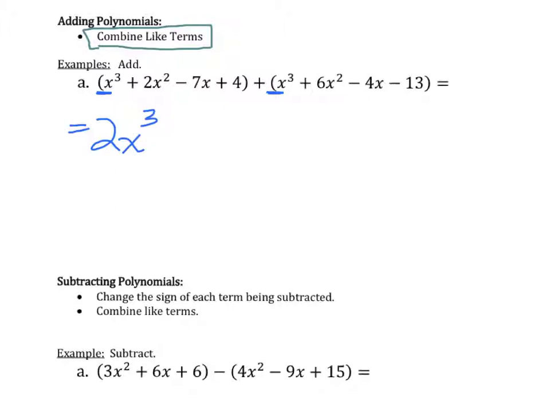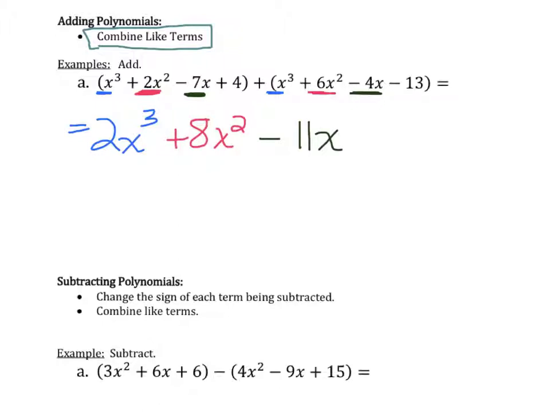I have 2x squared here and a 6x squared. When I add those together, I'm going to get plus 8x squared. So we're adding these polynomials together. Next, we have a negative 7x, and I'm going to combine it with a negative 4x. That's a negative 11x. So I can write that as minus 11x.